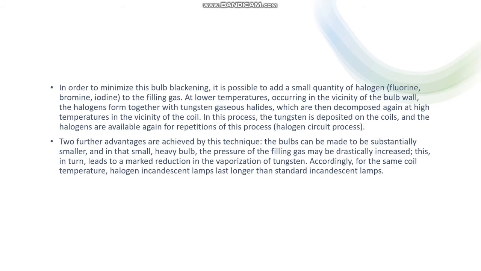In order to minimize this bulb blackening, it is possible to add a small quantity of halogen to the filling gas. At lower temperatures occurring in the vicinity of the bulb wall, the halogens form together with tungsten gaseous halides, which are then decomposed again at high temperature in the vicinity of the coil. In this process, the tungsten is deposited on the coil and the halogens are available again for repetition of this process. Two further advantages are achieved by this technique.